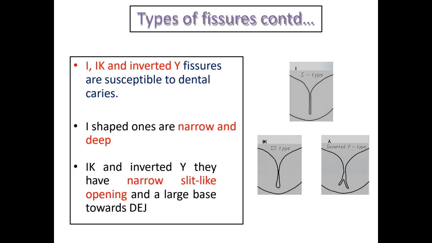The same way with IK and inverted Y. What is happening in this type of fissure is that they have a narrow slit-like opening. If you see the opening, it is narrow, and if you see the base, it is very large, and the ends are directed towards the dentin enamel junction. The distance between the base of these fissures and the dentin enamel junction is very less. So these are caries susceptible pits and fissures: I, IK and inverted Y.